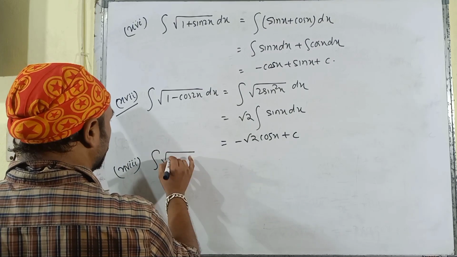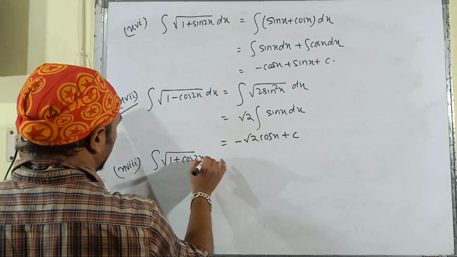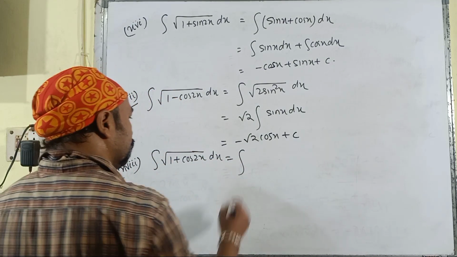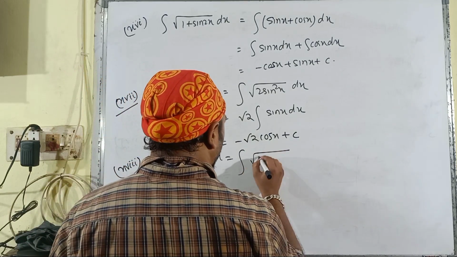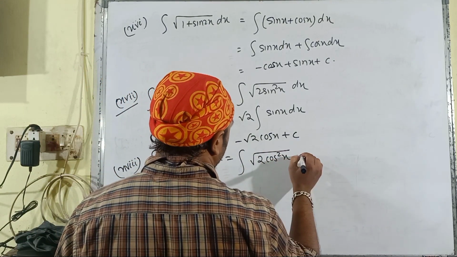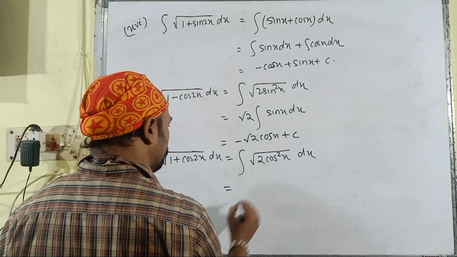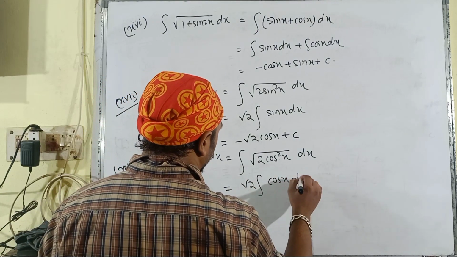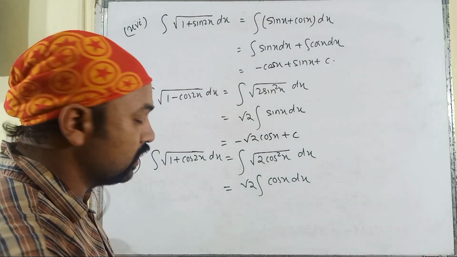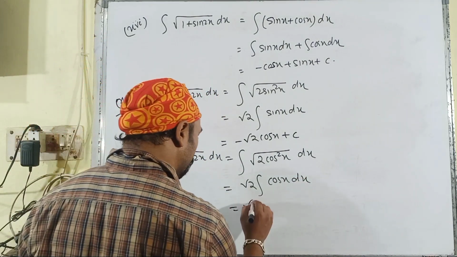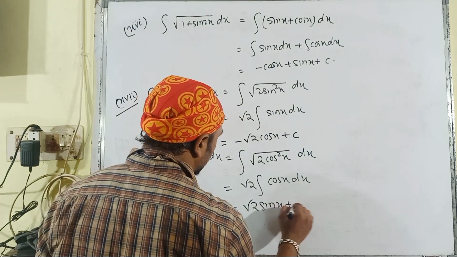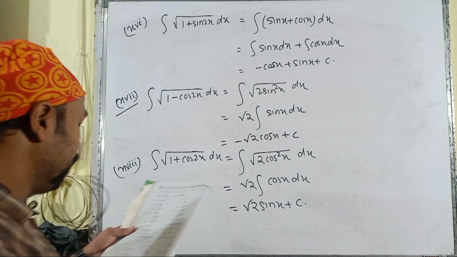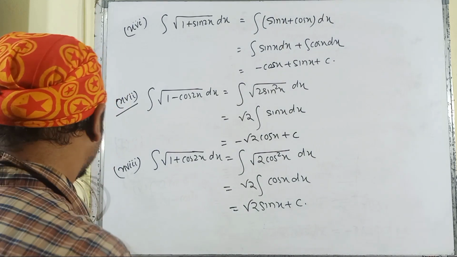integral of square root of 1 plus cos 2x dx. Then it will be integral of square root of 2 cos square x dx. So it will be root 2 multiplied with integral of cos x dx. The integral of cos x, it is sin x. So it will be root 2 sin x plus any constant c. Then moving to the 19th bit of number 2.